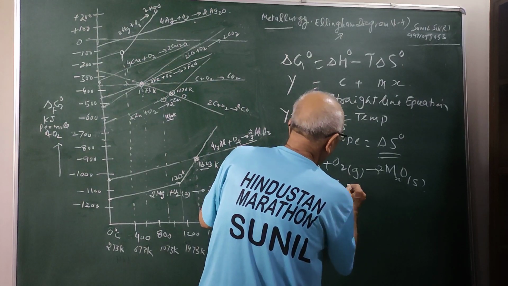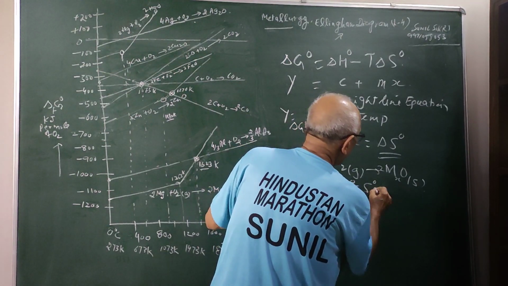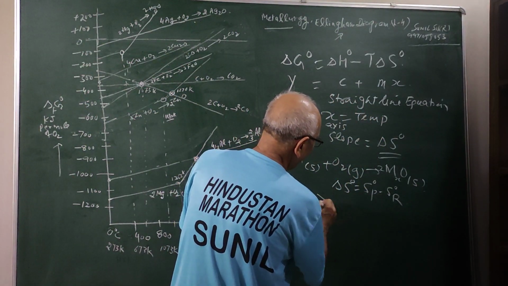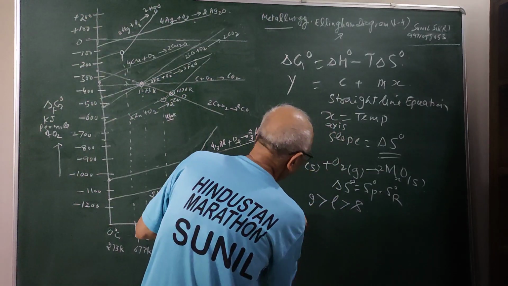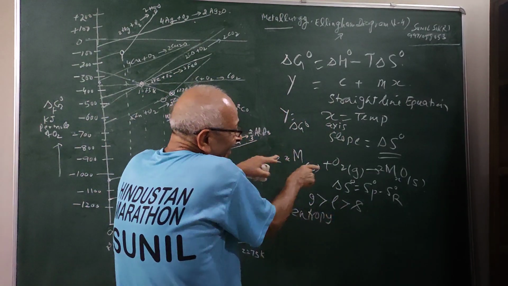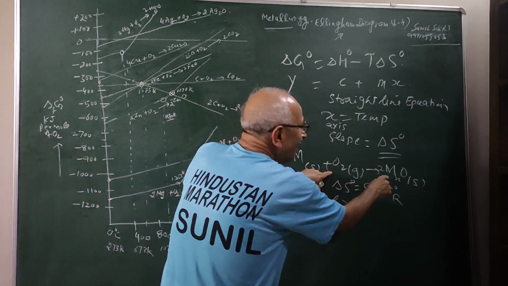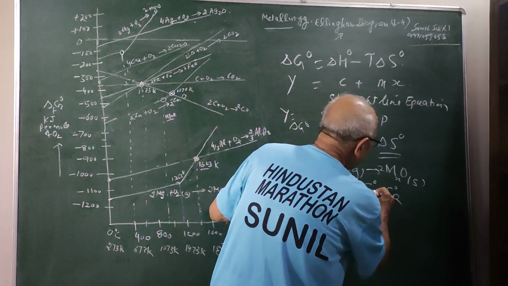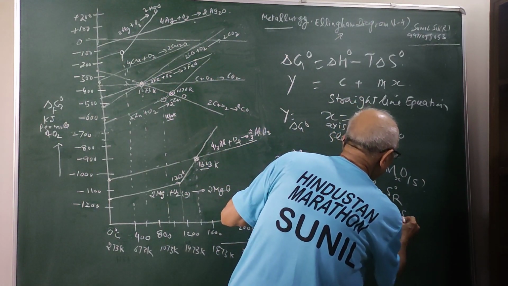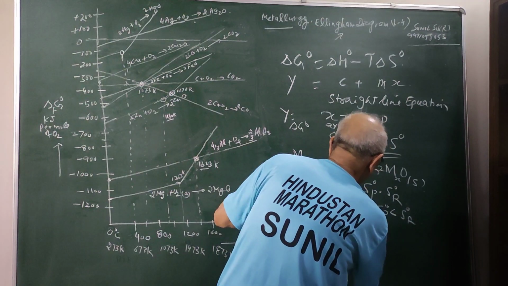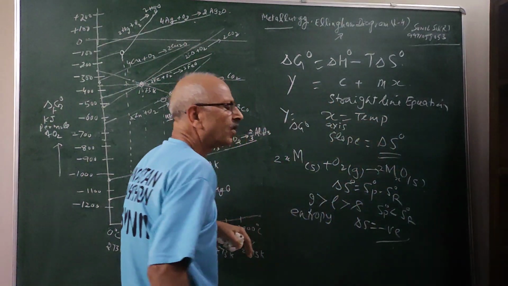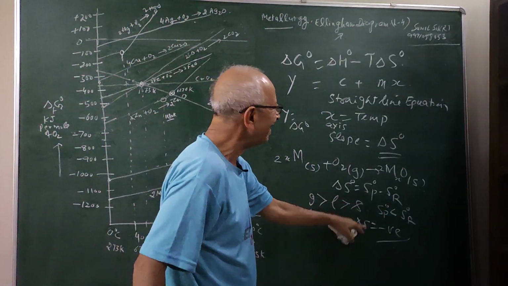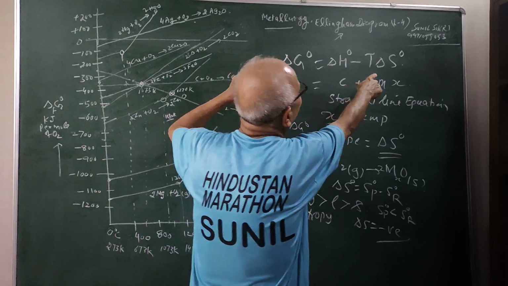For this, the entropy change is nothing but the entropy of the products minus the entropy of the reactants. You know that the entropy of gas is more than that of liquid, which is more than that of solid. In this case, this is gas, this is solid, and solid's entropy is less. So the entropy of the product is less than the entropy of the reactant. So delta S is negative. In most of the oxides which we have shown, which are being formed here, the delta S value is negative.